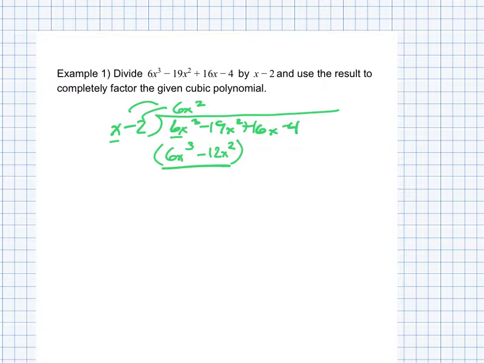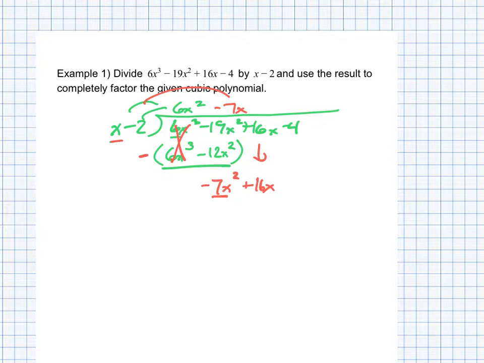Subtract. And I get the lead terms to go. Negative 19 minus negative 12 is negative 7. And I bring down the 16x. And then I divide again. Negative 7x squared divided by x is negative 7x.